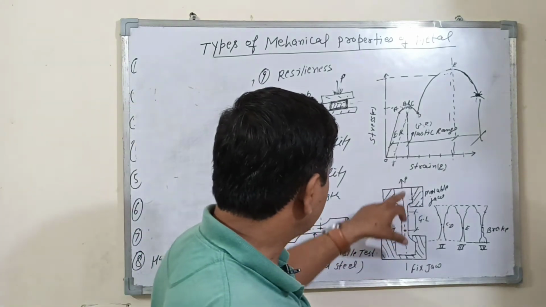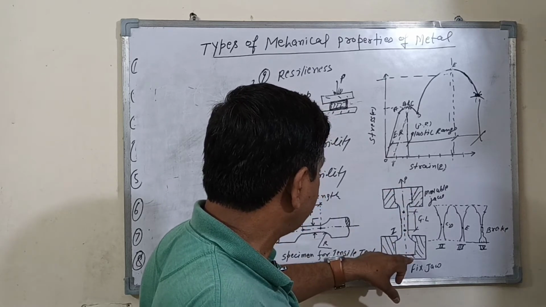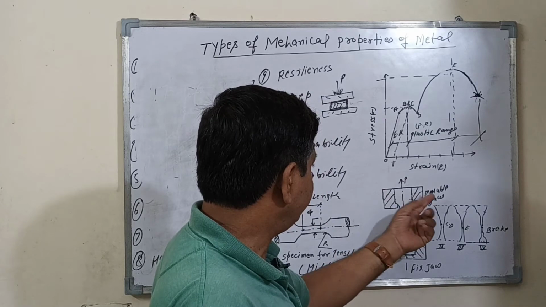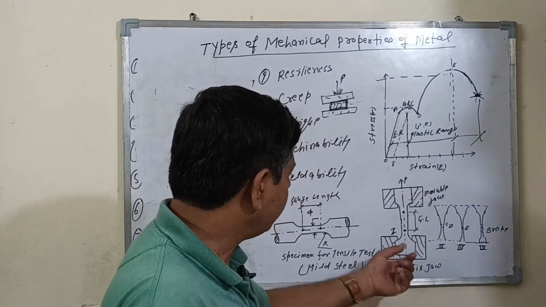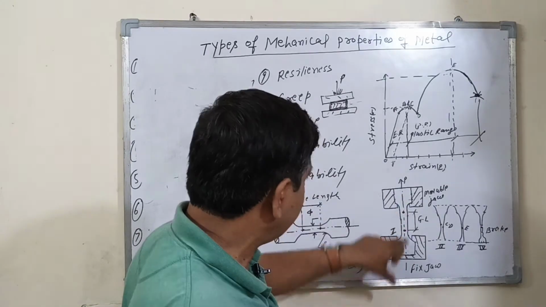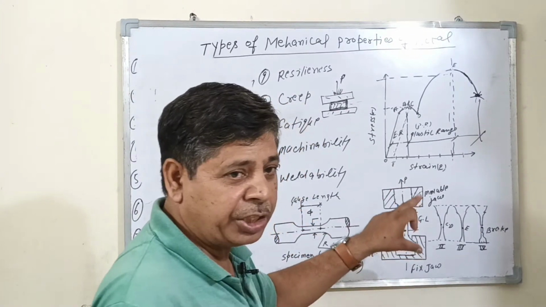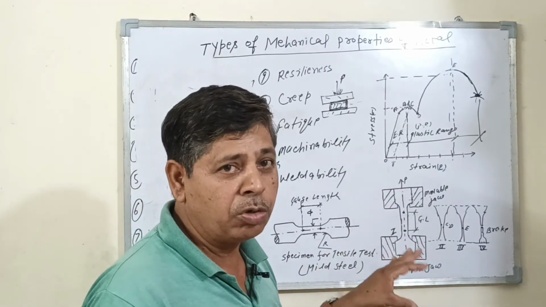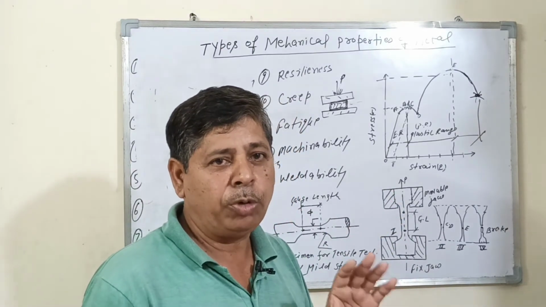This is a workpiece. The top portion is fixed with a movable jaw, and the lower portion is fixed with a fixed jaw. When the material is under load, the stress is proportional to the strain. Stress upon strain is equal to a constant. The proportionality constant is called the modulus of the material.